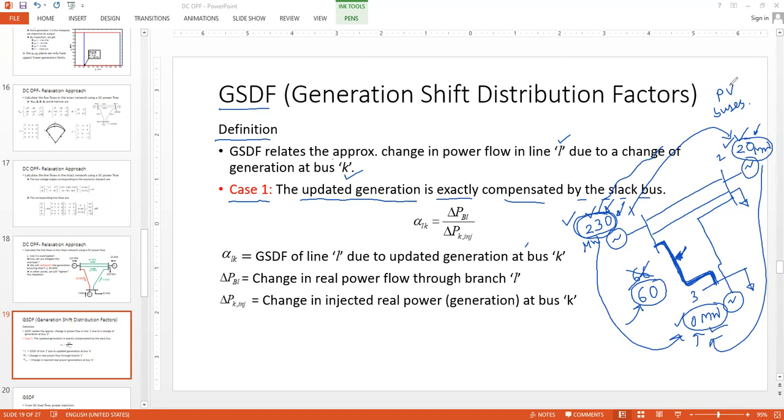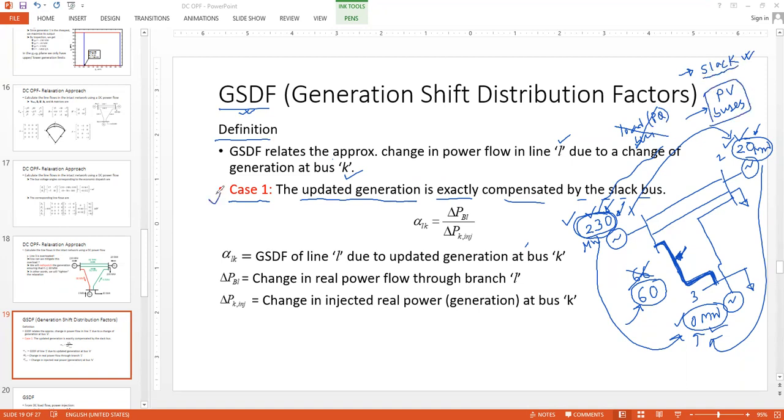That's why I'm mentioning PV bus. Remember, in the conventional load flow, we have three different kinds of buses: slack bus, PV bus, and load bus. Among these three kinds of buses, the load bus, or PQ bus, cannot inject any power; it can only take power. As we are talking about injection of generation, load buses will not come into consideration for this topic of GSDF. So only two options are available: either we change the injection from the slack bus, or we change the injection from the PV bus.